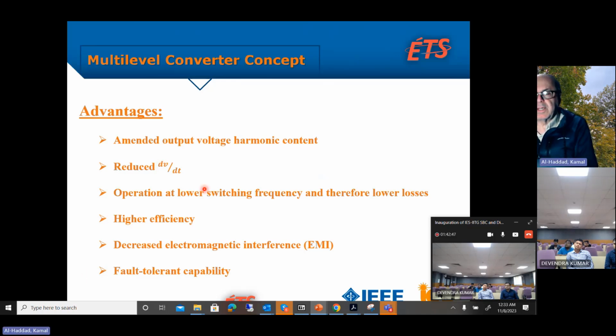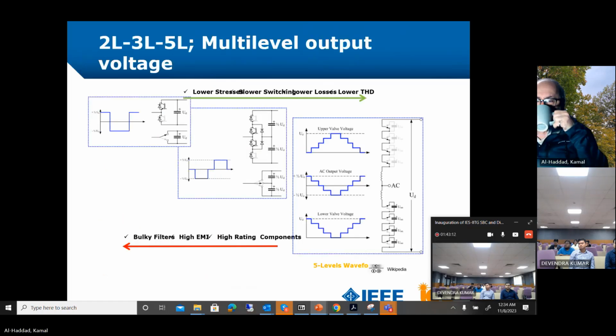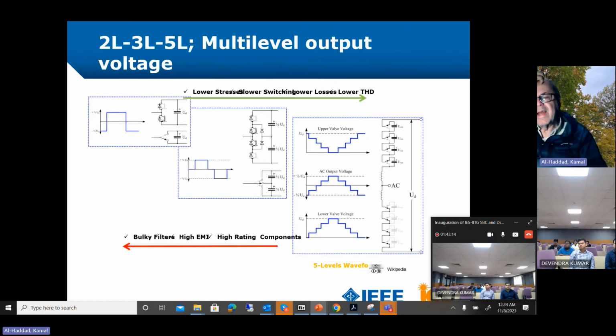If this is the case, I can go ahead and reduce the switching frequency. By reducing the switching frequency of the devices, consequently I'm reducing the power losses. I will have higher efficiency, less electromagnetic interference, and also fault-tolerant capability. So this is very good. Then why don't we use all these converters nowadays?